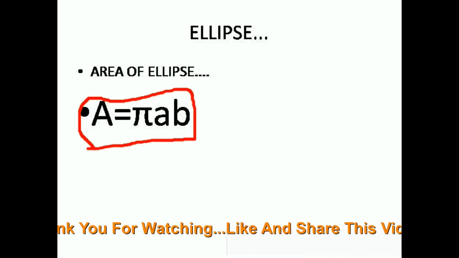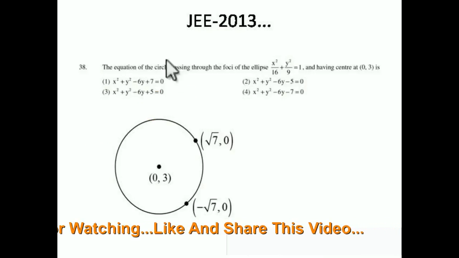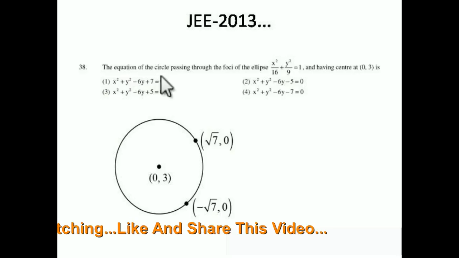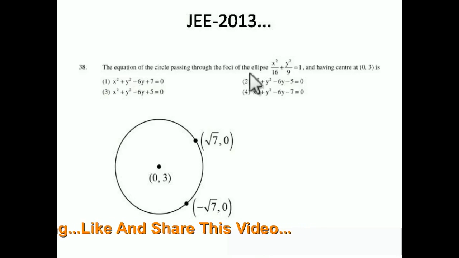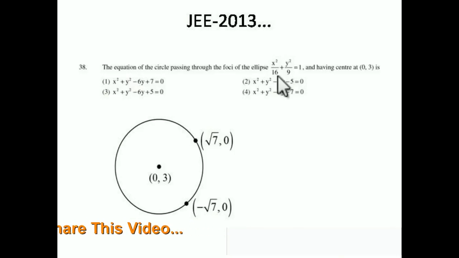problem. Let's solve this. This was asked in JEE 2013. What we have: the equation of the circle passing through the foci of the ellipse x square by 16 plus y square by 9 is equal to 1, and having its center at 0, 3. So this is the basic figure. The center is at 0, 3 and it is passing through the foci of this ellipse.